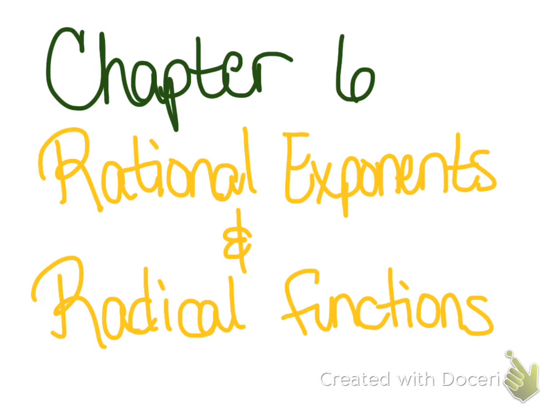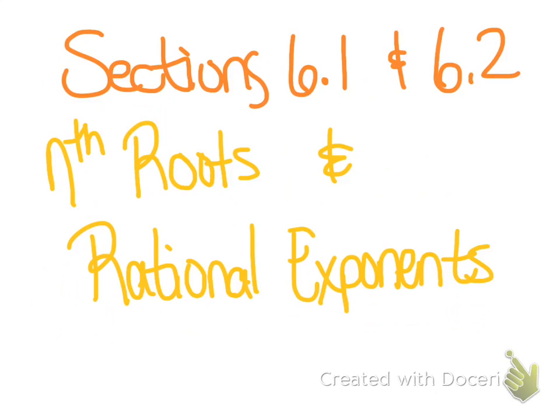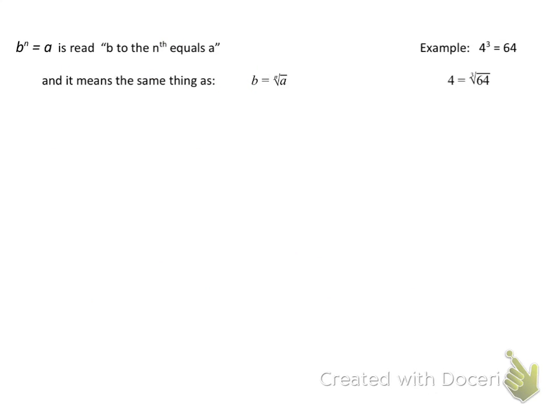Chapter 6, Rational Exponents and Radical Functions. Sections 6.1 and 6.2, nth roots and rational exponents. So this is read b to the nth power equals a, and it means the same thing as b equals the nth root of a.